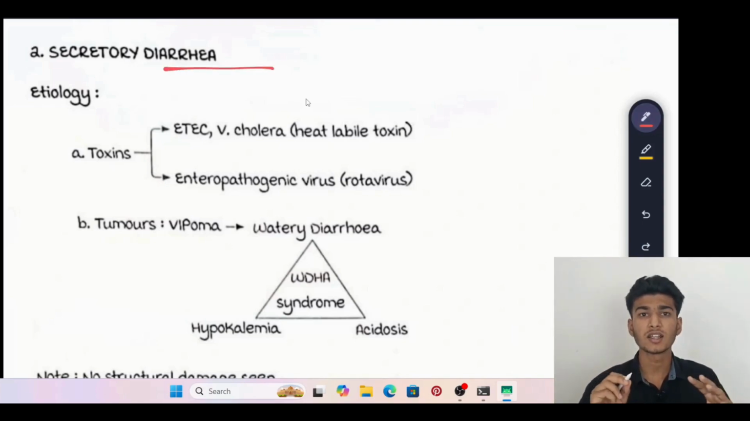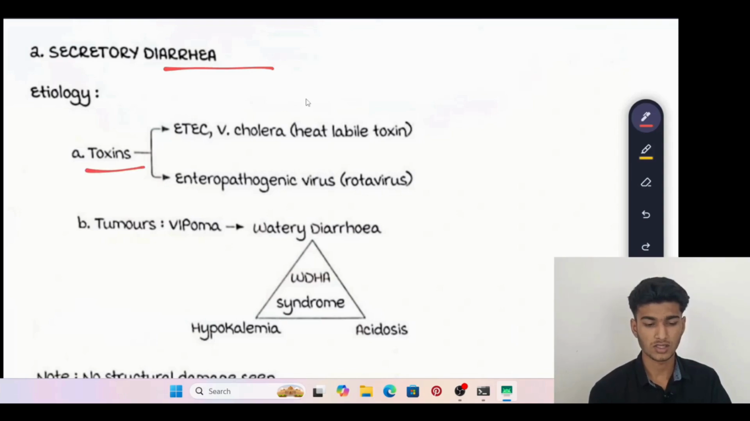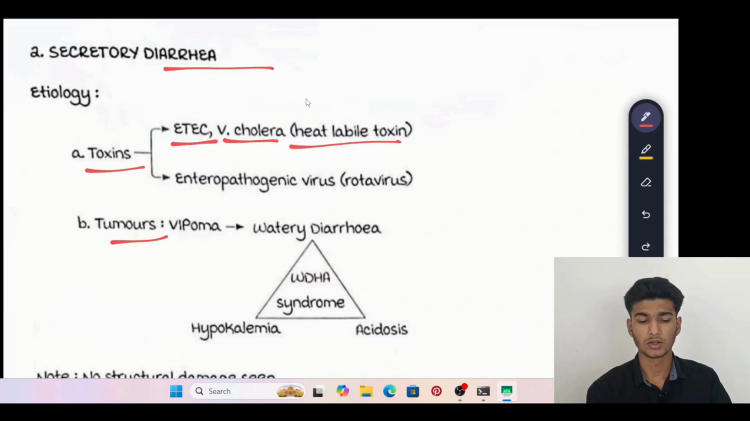Secretory diarrhea is caused majorly by two things: first is toxins and second is tumors. In toxins, the organisms that secrete them are, first, enterotoxigenic E. coli and Vibrio cholerae. They produce heat labile toxins. And then there are enteropathogenic viruses such as rotavirus. What does this rotavirus do? This rotavirus affects children and causes diarrhea in them.